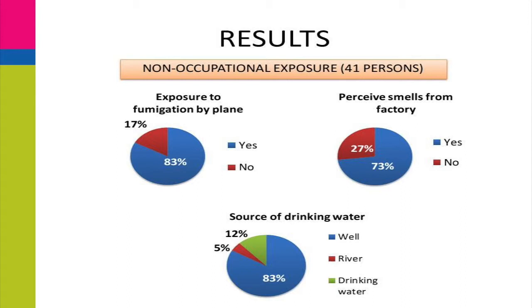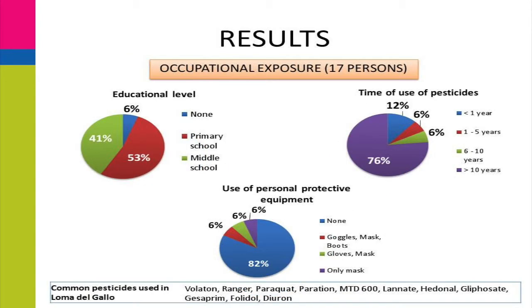This population had no water service until a few days ago. The majority have drunk water from different sources like nearby rivers and wells also. According to educational level, few farmers have primary education and could be classified as semi-literate with poor reading skills. The majority of farmers have used pesticides for more than 10 years.